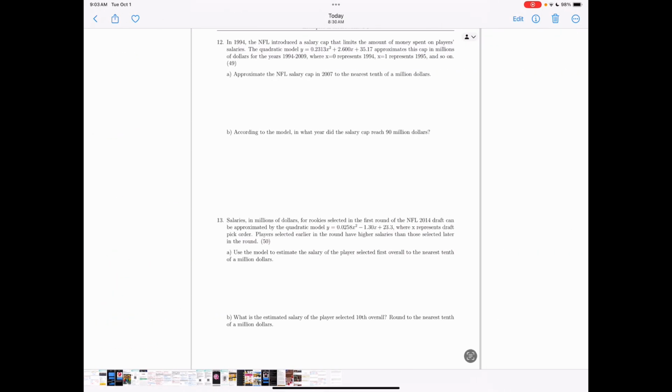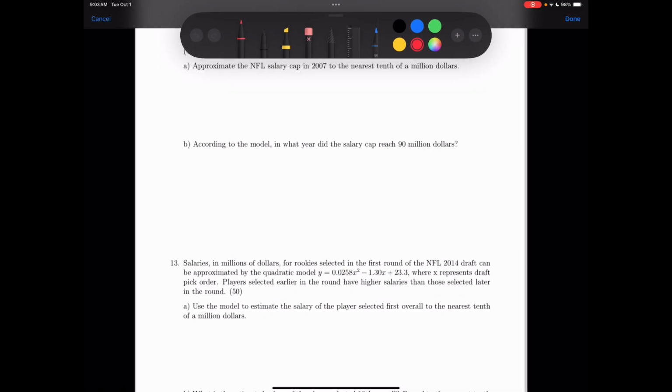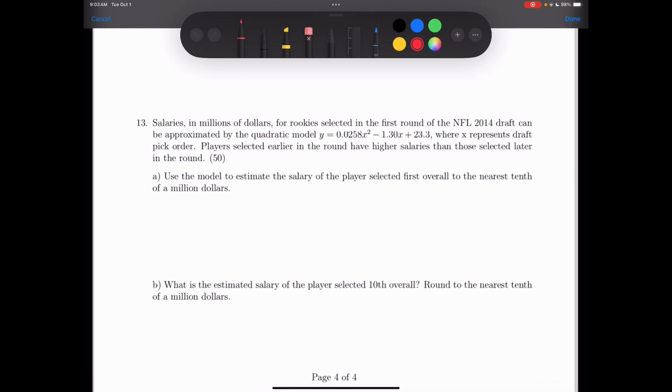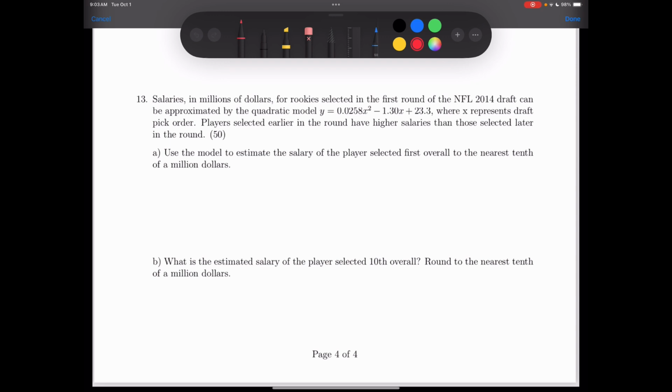All right, salaries in millions of dollars for rookies selected in the first round of the NFL 2014 draft can be approximated by the quadratic model y equals 0.0258x squared minus 1.3x plus 23.3, where x represents draft pick order. Players selected earlier in the round have a higher salary than those selected later. Use the model to estimate the salary of the player selected first overall to the nearest tenth of $1,000,000.